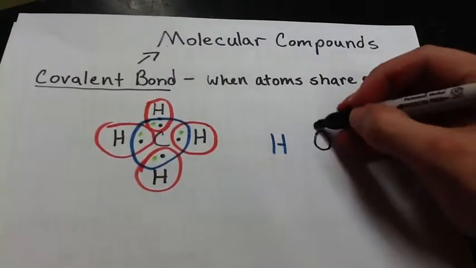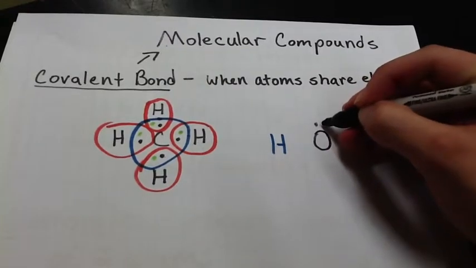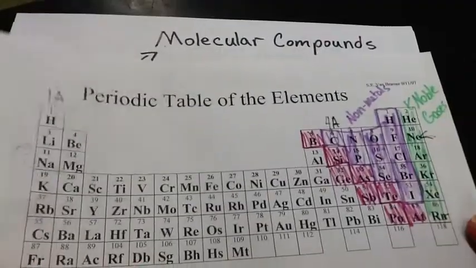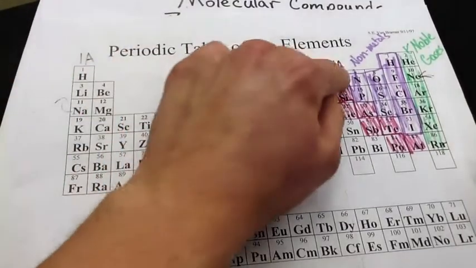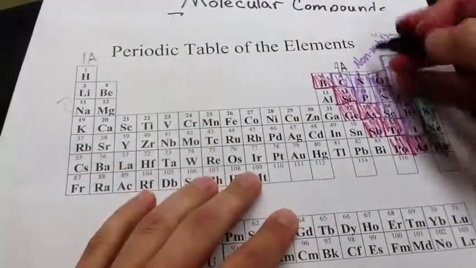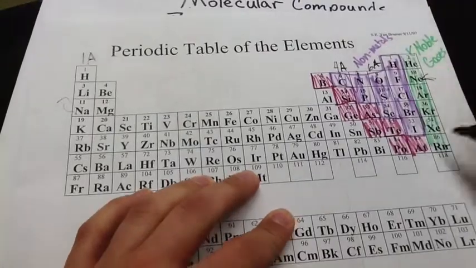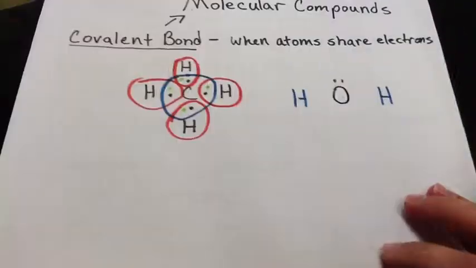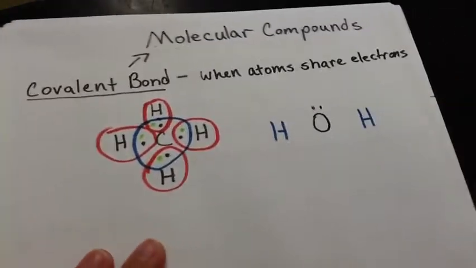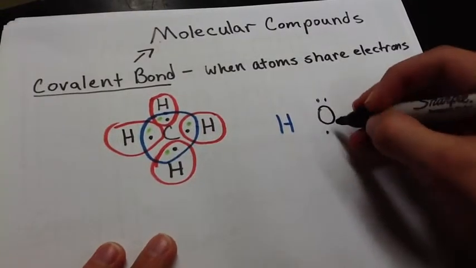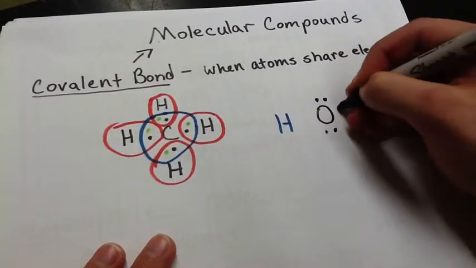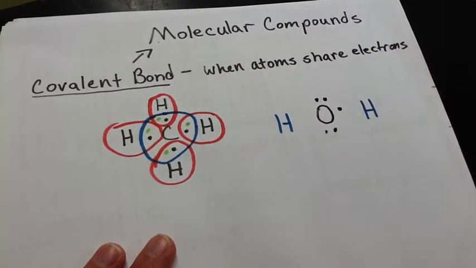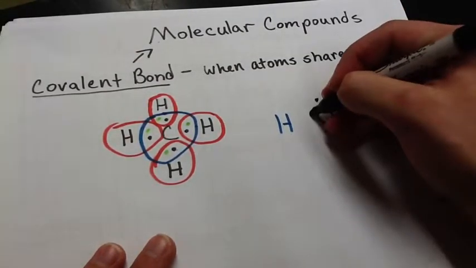Water's going to be black here. And I'm going to put in his valence electrons. Let's look at the periodic table real quick. He's in group 1, 2, 3, 4, 5, 6. He's in group 6A. And so that means he has 6 valence electrons. So I'm going to write these in. I'm going to put 2 pairs on the top and 2 pairs on the bottom. And then I'm going to put 1 on the left and 1 on the right.